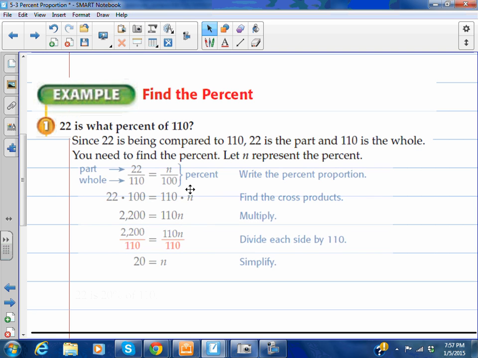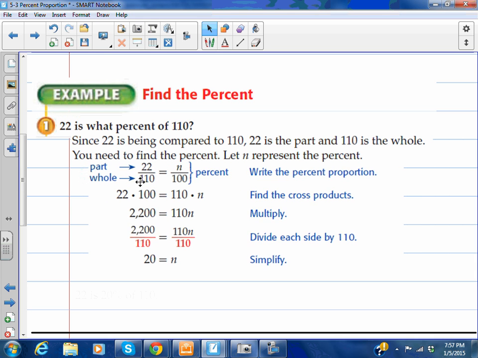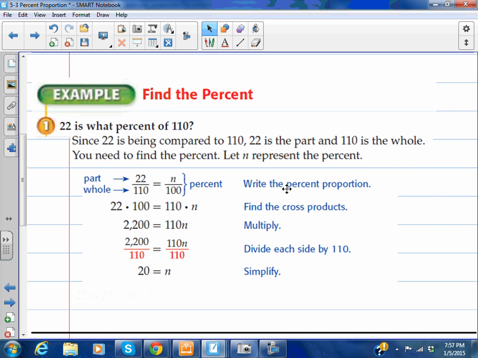So we fill in a percent proportion. 22 is what percent of 110? So you fill in those places. Cross products, and you get 22 times 100 and 110 times n. You multiply those through, divide by 110 to get n alone, and you end up with n equaling 20.